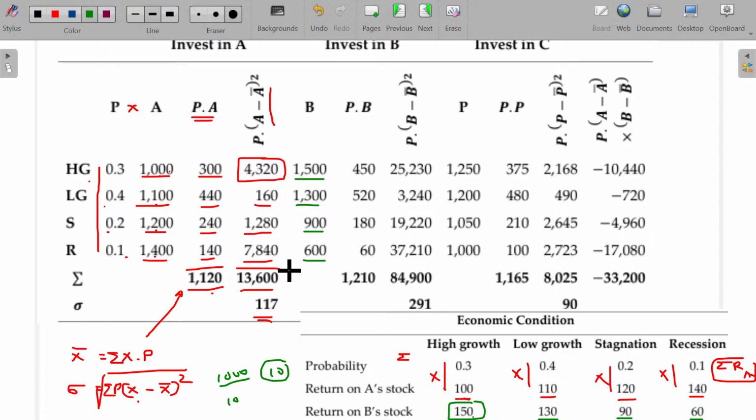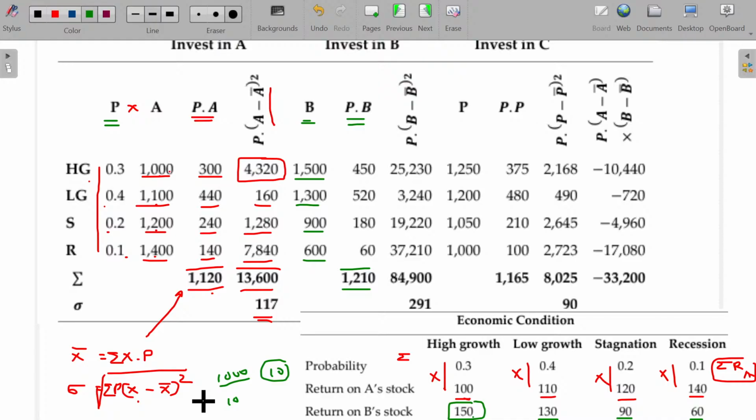And to find out the expected return for the investments in B, you have to again multiply the probability with the return of B and take the summation of this. So 1210 will be the return, mean return for the investments in B.